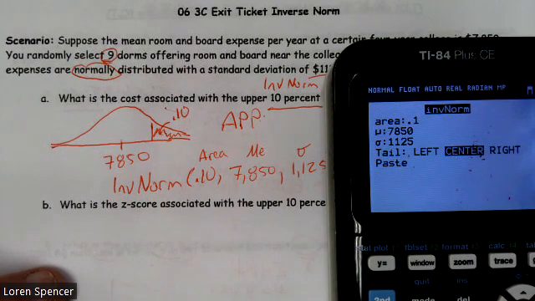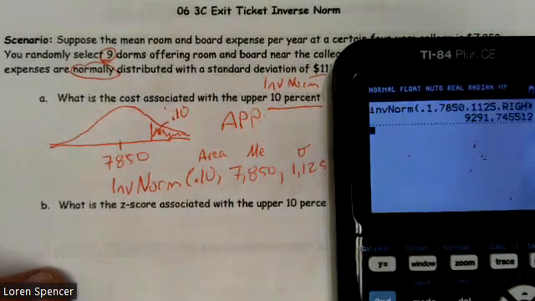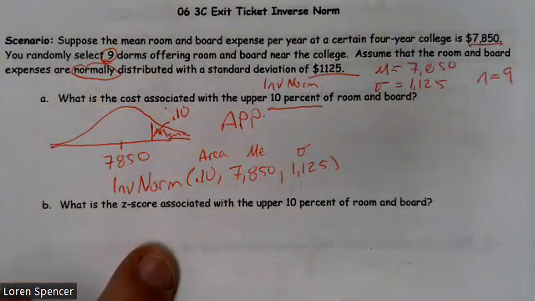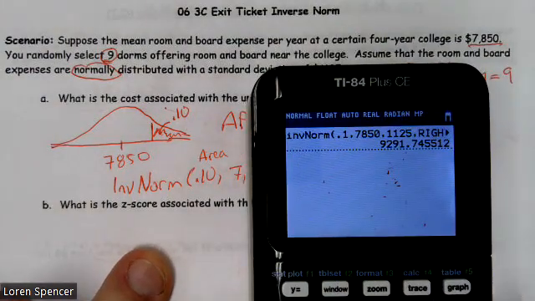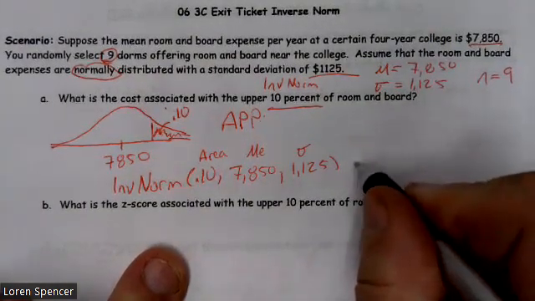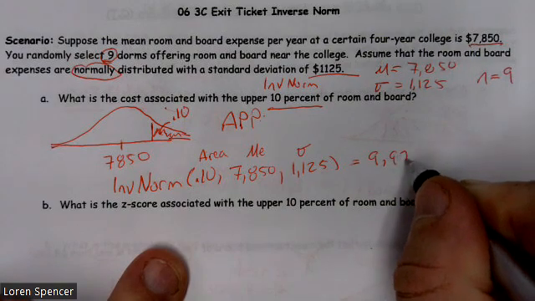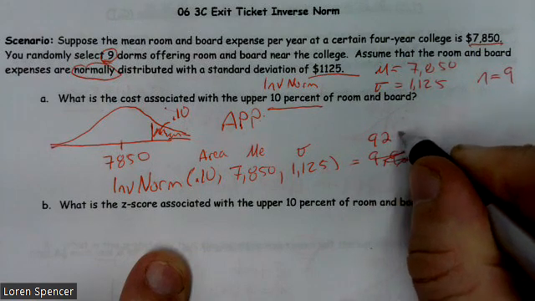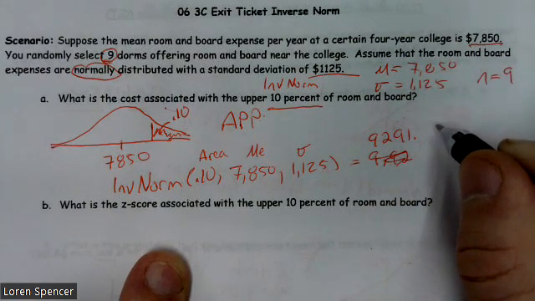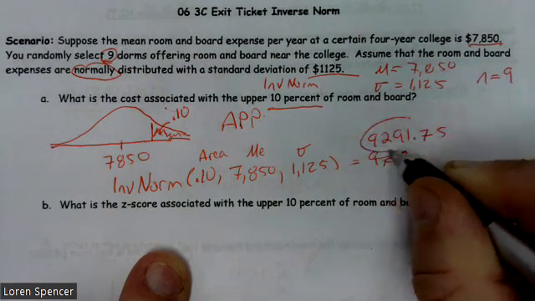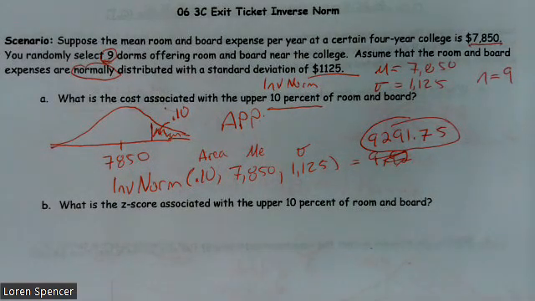Now, please note, our calculator's fancy, so we have left, center, and right. So we're looking for the upper, which is here. And when we do that, we get $9,291. And we're going to go ahead and truncate this at 74 cents. 9,291.74. It really rounds up to 75 cents. So 74 or 75 cents. All right. If you want to truncate, that's probably better.